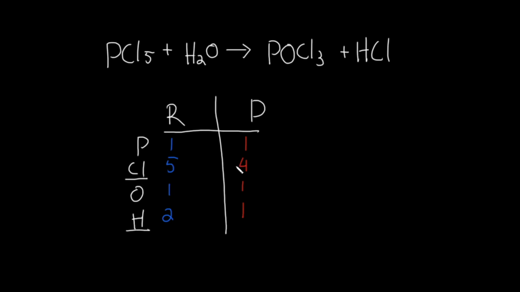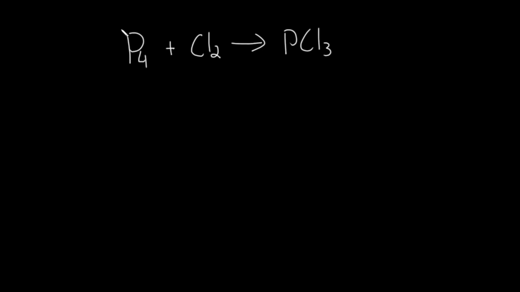And we see that we're missing 1 of each, which is great since we have hydrochloric acid here, which contributes 1 of each. So by multiplying this by 2, we see that we have 5 chlorine and 2 hydrogen, which balances the reaction. For the second exercise, we want to balance this reaction.